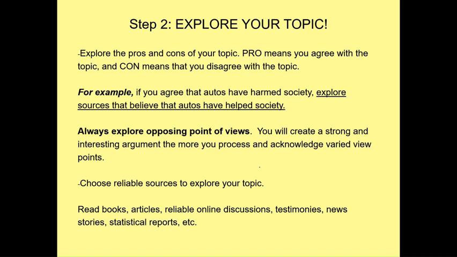You always have to explore your opposing viewpoints, because if, for instance, you say the automobile has helped society, you need to read and see what people are saying who feel that the automobile has harmed society. Because if you get these two views, you have a much better, more well balanced paper, and you want a more interesting, well balanced paper. You're going to choose reliable sources to explore your topic. So you're going to read books, articles, reliable online discussions, testimonies.